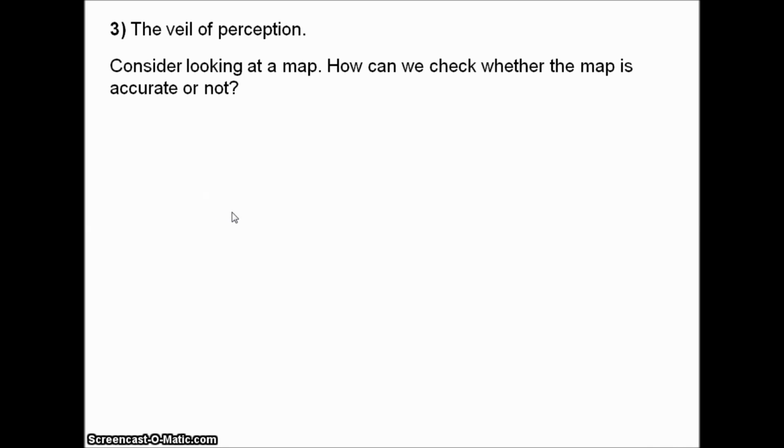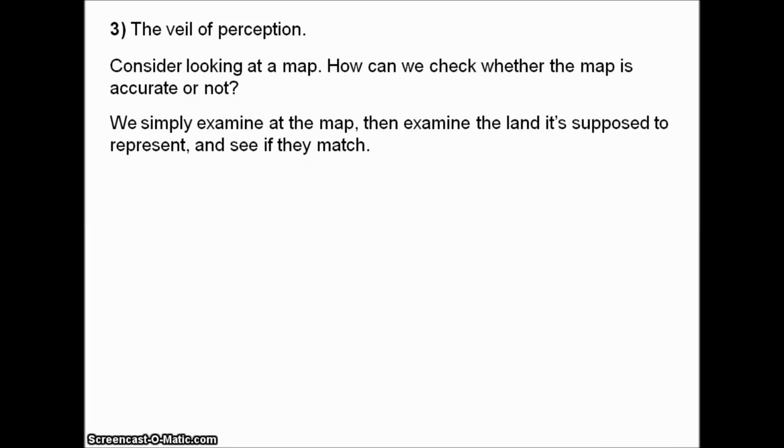Now, historically, the biggest problem for representative realism is the veil of perception. I want you to consider looking at a map that's supposed to represent a piece of land. How do we know whether the map is accurate or not? Well, it's simple. We can know it by examining the map, and then examining the land it's supposed to represent, and checking if they match. We can see both the map and the land, so we can check that they match accurately.